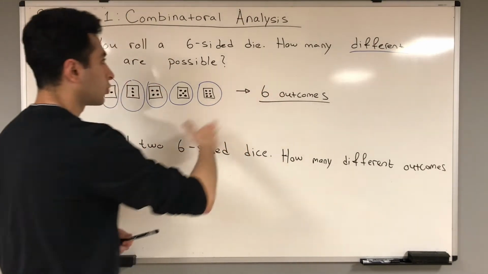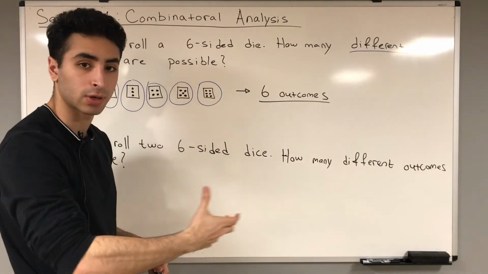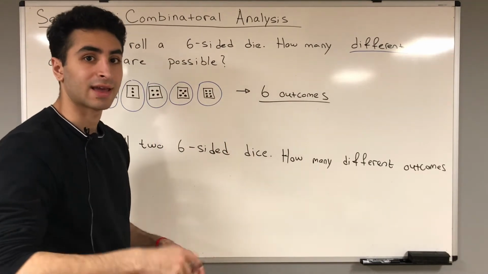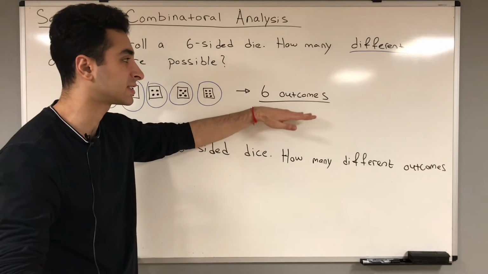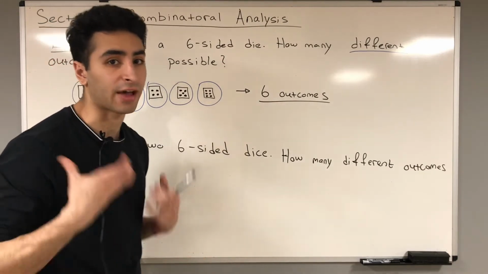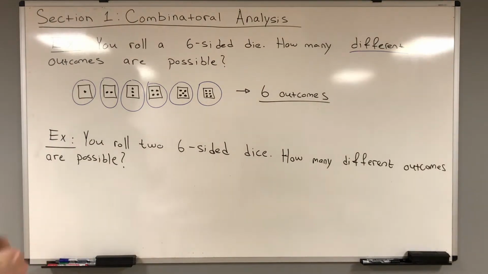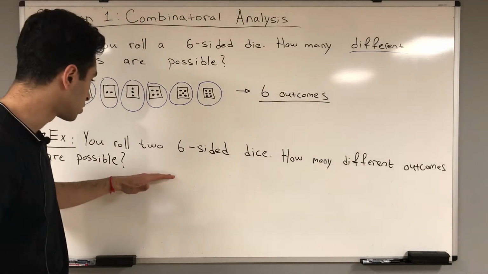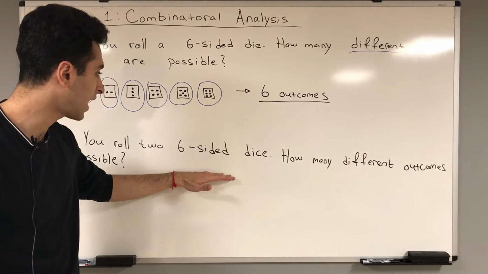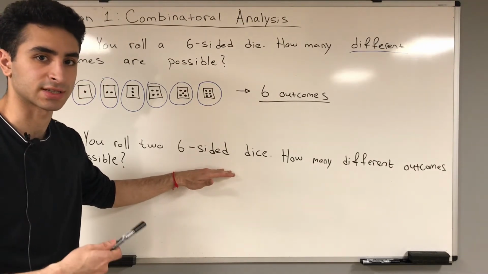So in this example, we had one experiment. The experiment was you roll a six-sided die. That experiment has 6 outcomes. So remember, experiments have outcomes. That's very important. Okay, so now that I said that, try to do this on your own and see how many experiments you can find in this example.